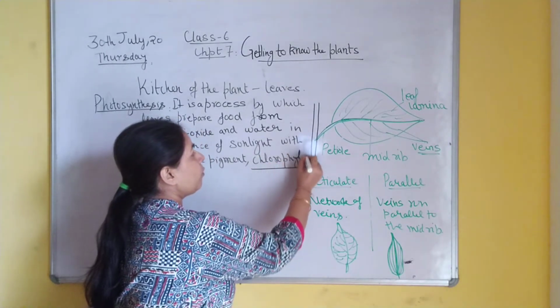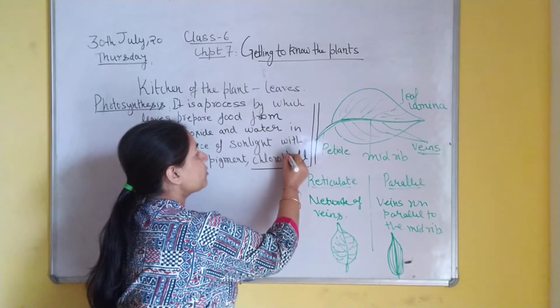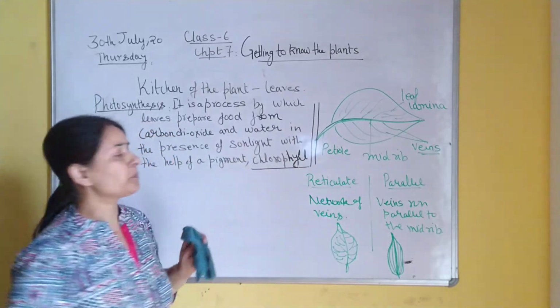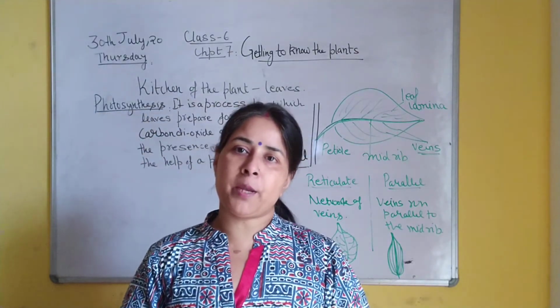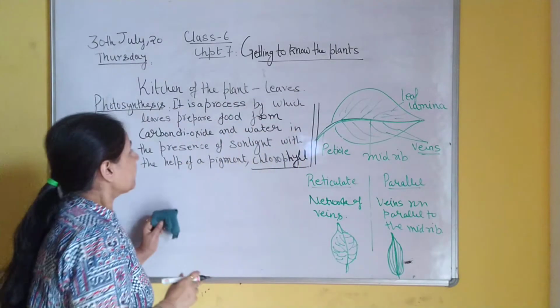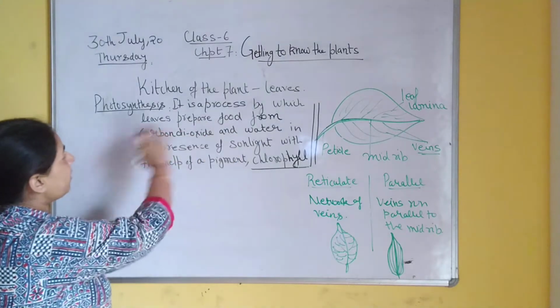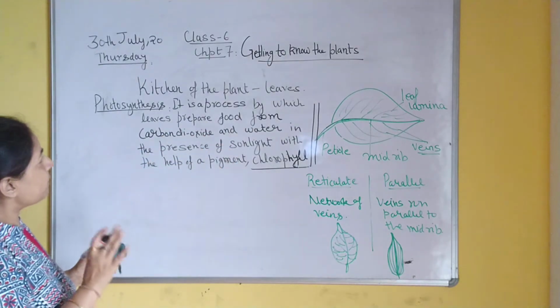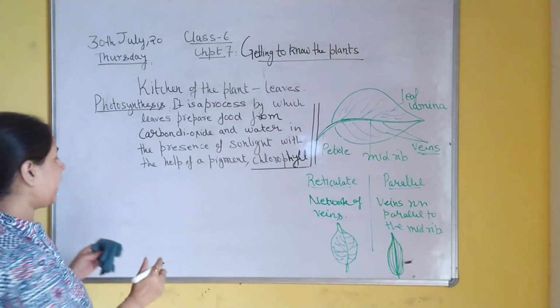Chlorophyll. Leaves have a pigment inside them which is known as chlorophyll. Without the help of chlorophyll, the leaves will not be able to synthesize their food. So now we have written, let us see the diagram. Let us see the definition. It is a process by which green leaves prepare food from carbon dioxide and water.